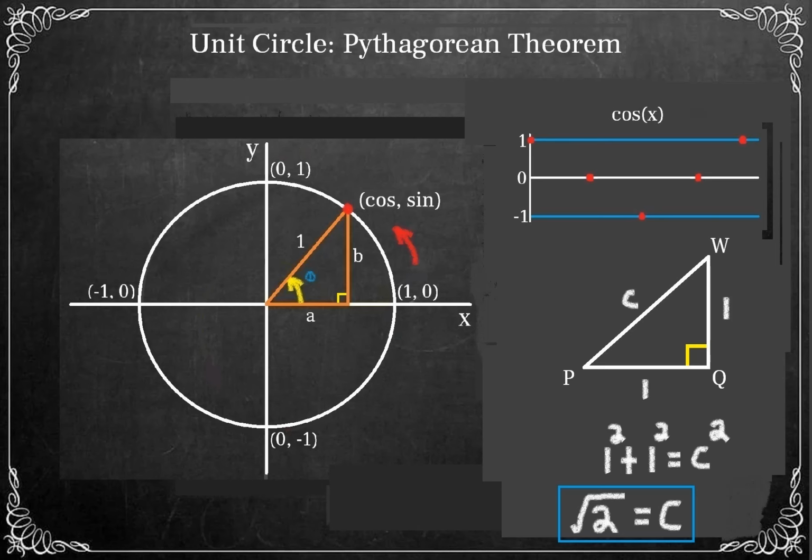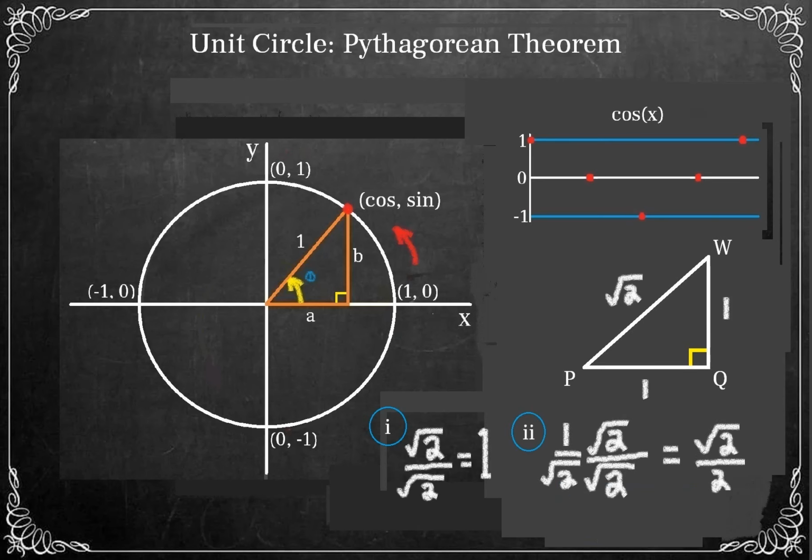Make the substitutions. We get the blue box. C equals square root 2. Let's see what we get when we divide each side by square root 2. For blue 1, we get side C equals what we want, the number 1. Then we get blue 2 when we rationalize 1 over square root 2 to get square root 2 over 2.